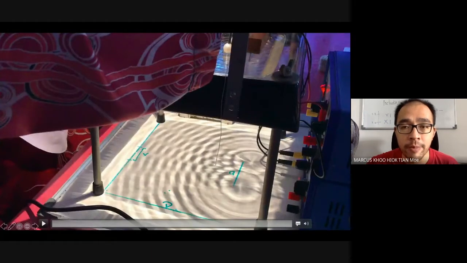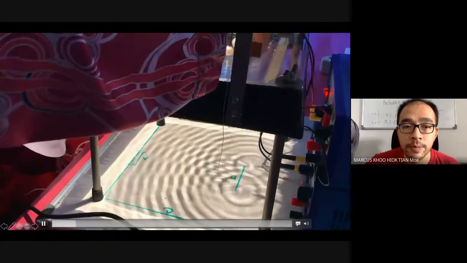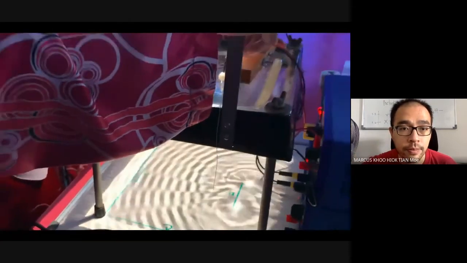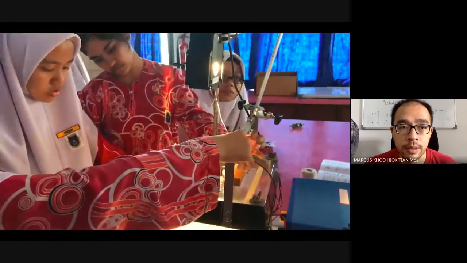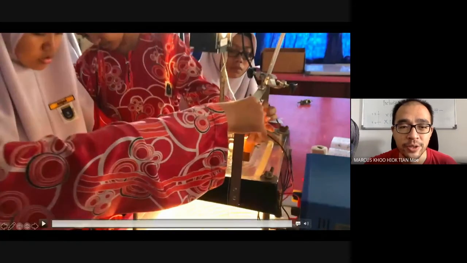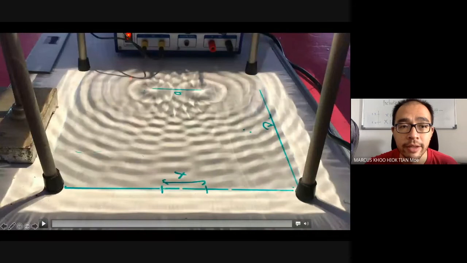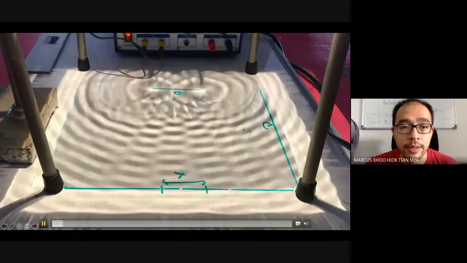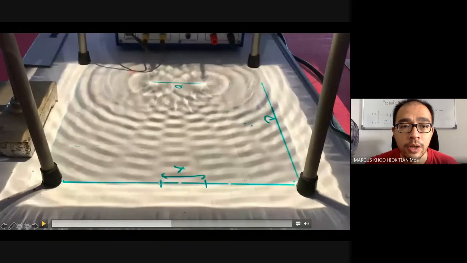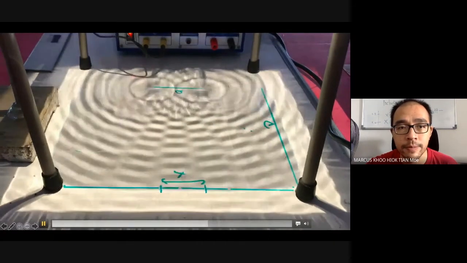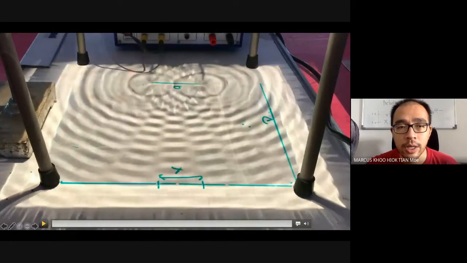This is how it looks in an experimental setting. I'm going to play this video. Sorry, let's do another one. Take a look at the interference pattern that happens over here. You notice that there is a blur line in between each section. I want you to take note of this blur line.